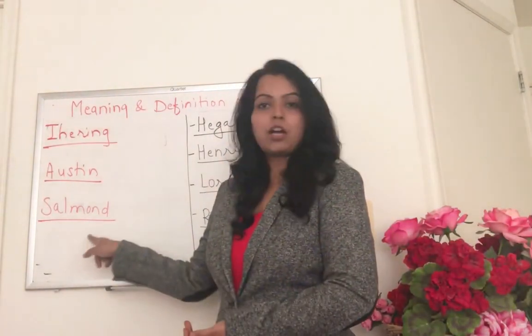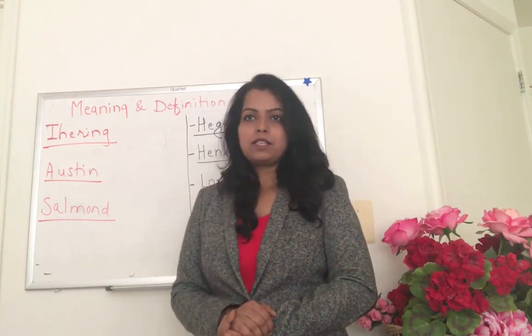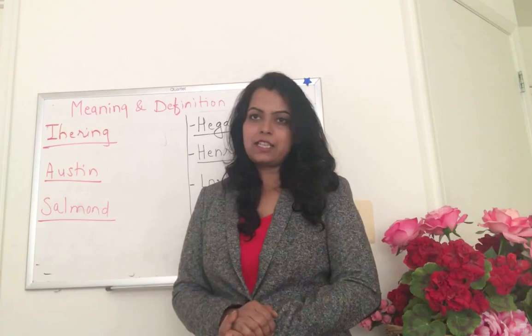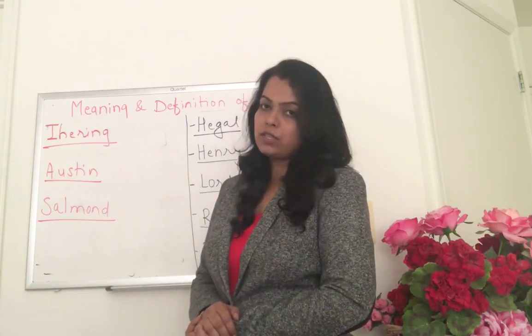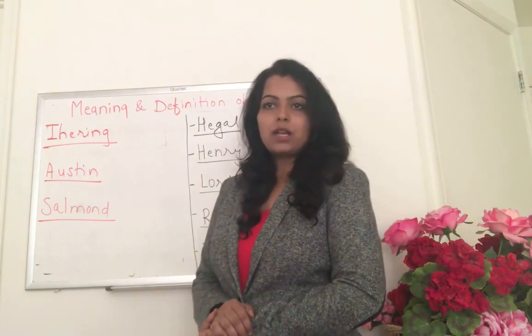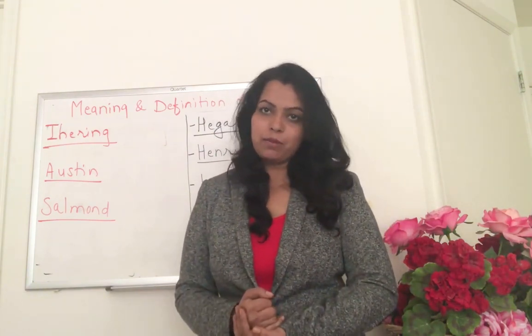The next definition comes from Salmond. Law is a body of principles recognized and applied by states in the administration of justice. So according to Salmond, who was again a positivist, law is made by a ruler and the purpose behind making law is the administration of justice.